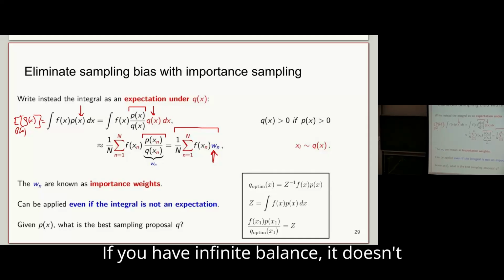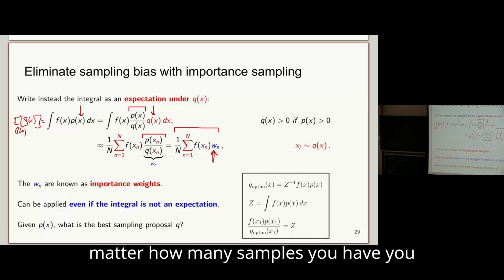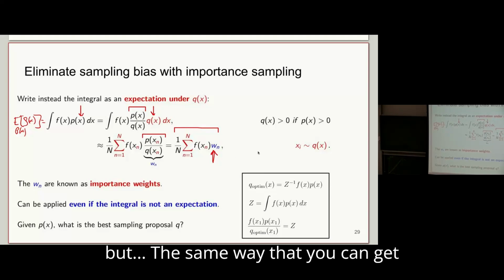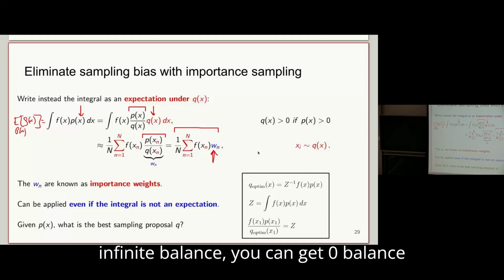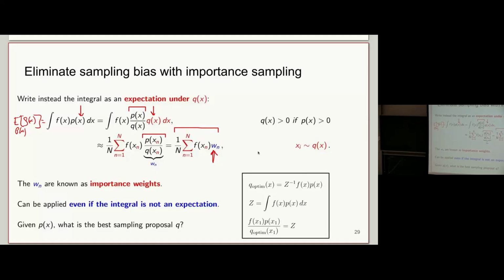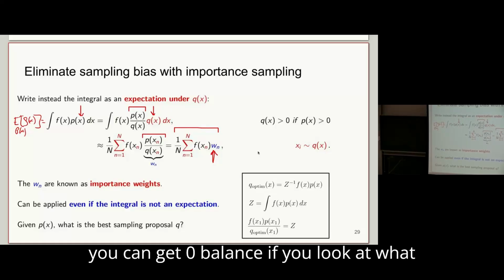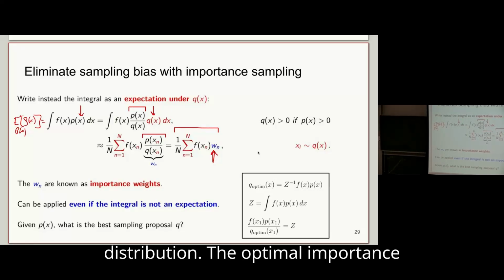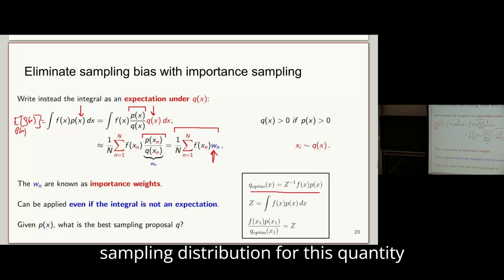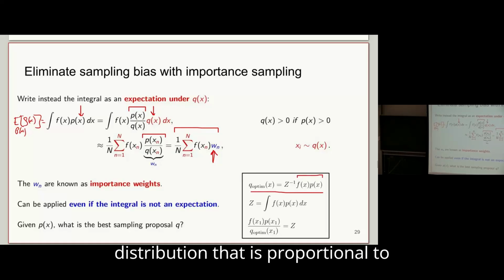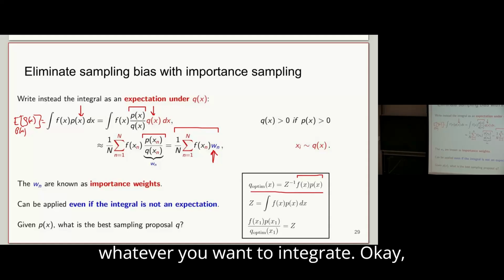If you have infinite variance, it doesn't matter how many samples you have, you won't get the right solution. So you have to be careful with this, but the same way that you can get infinite variance, you can get 0 variance in an importance sampling estimator. And you can get 0 variance if you look at what is the optimal importance sampling distribution. The optimal importance sampling distribution for this quantity is this. It's just a distribution that is proportional to whatever you want to integrate.